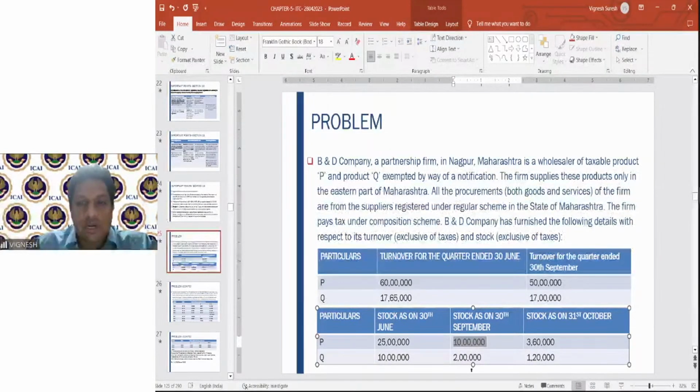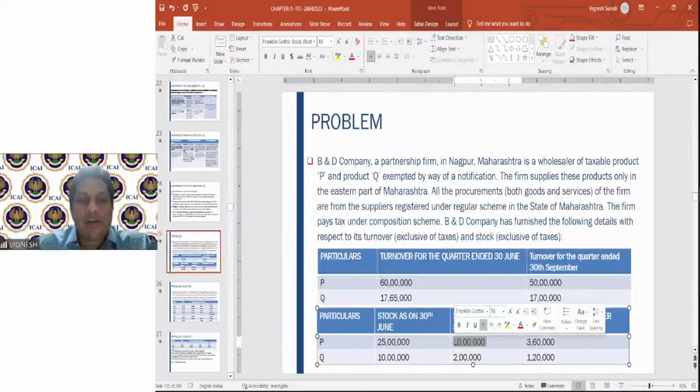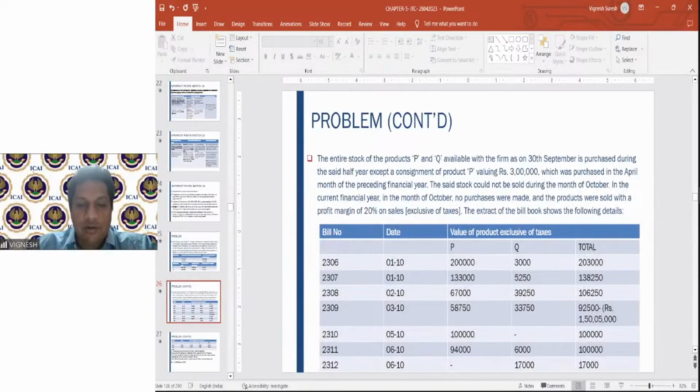For Q, it is not relevant for us because Q is exempt by way of notification. So this is the stock which you have to take for the purpose of calculating input. Then also 1st to 2nd October you have to take. 1st to 2nd October purchases which are made, that also you have to take into consideration. So were there any purchases made in October? Is the question giving any details on that?